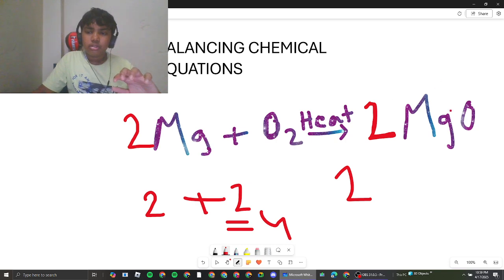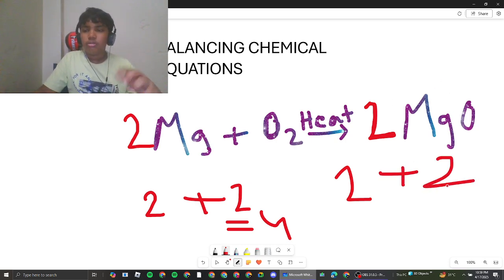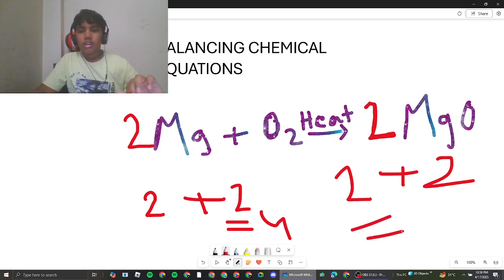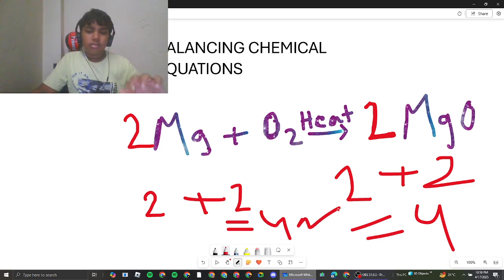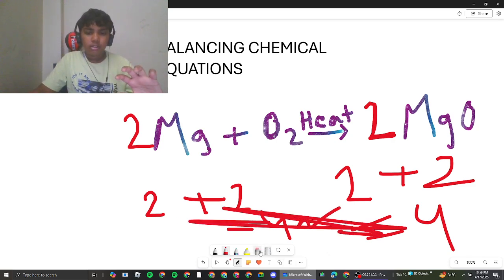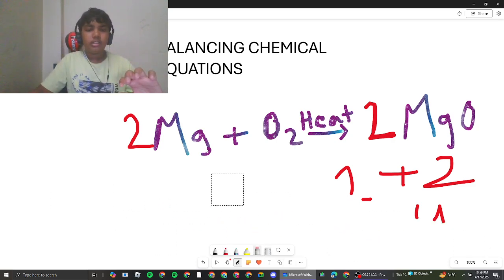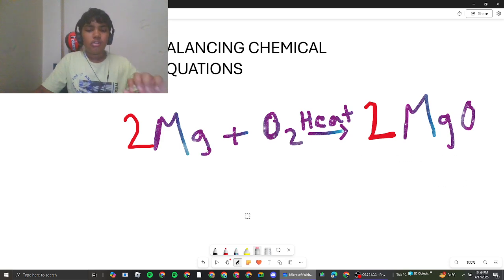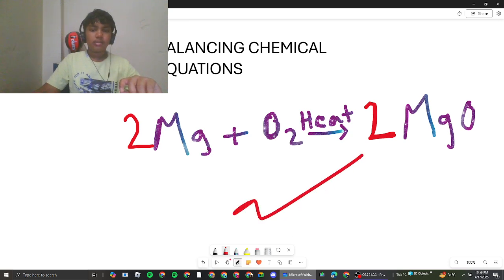2Mg plus 2O, which is O2, which is a coefficient. So when we multiply, we'll get 2 atoms of oxygen. So yeah, this is equal. Now this equation is also balanced. So that's how to balance this equation. So yes, this is balanced.